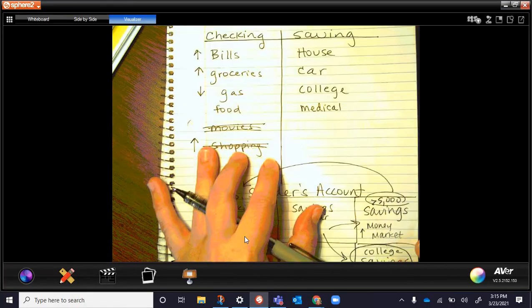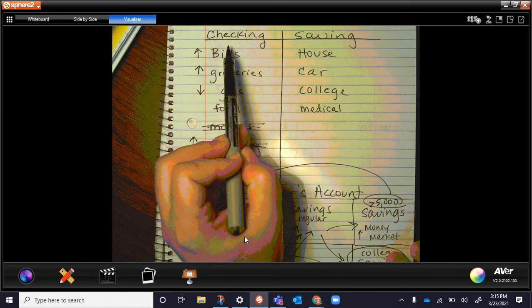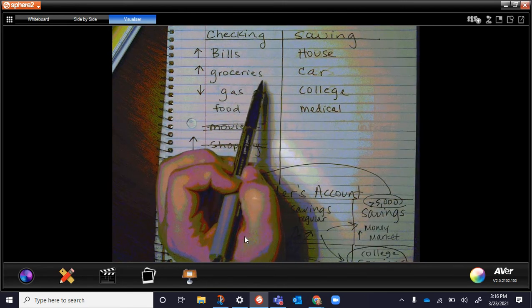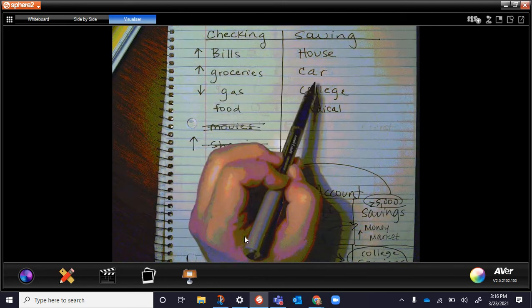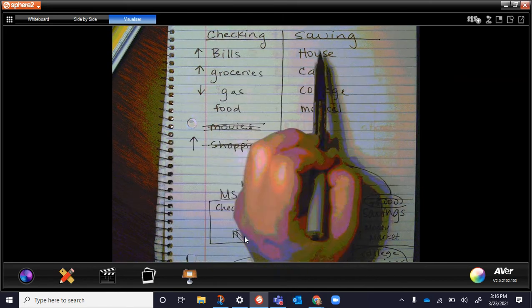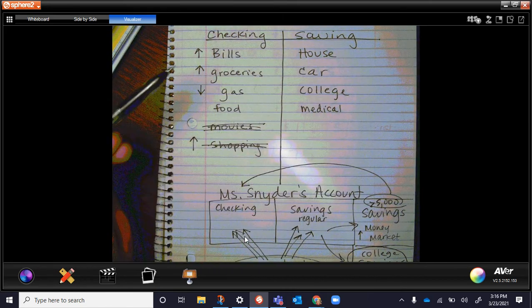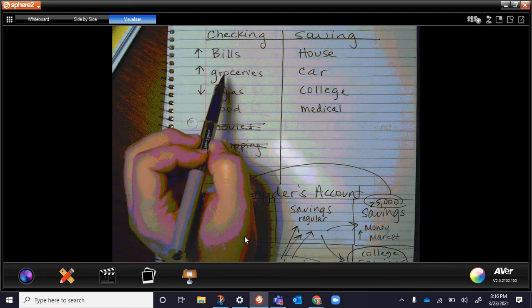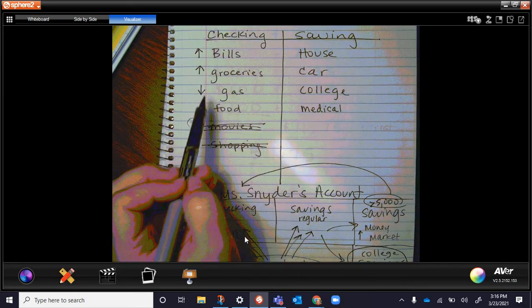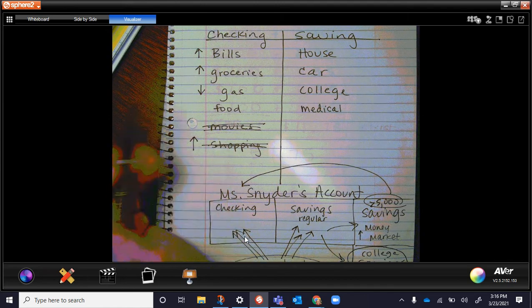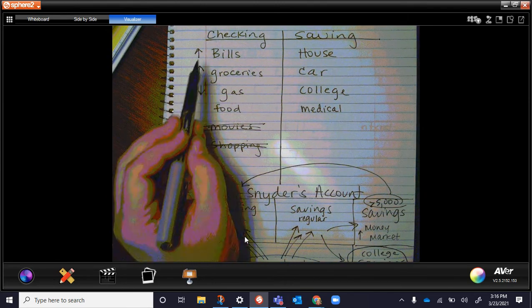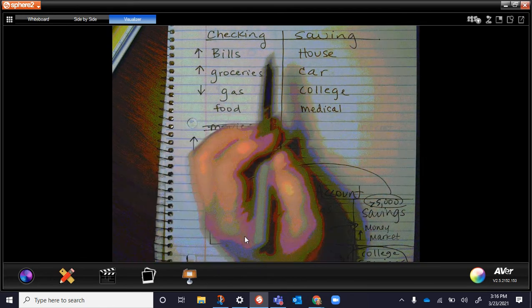And if you look here, these are the two main accounts that you can have when you open up a bank account. So checking accounts, savings accounts. Checking accounts, for my family, we use our checking account when we want to pay for things like bills or groceries, gas, food. Maybe we go to the movies or do some shopping. These are just day-to-day things throughout the month that come up.